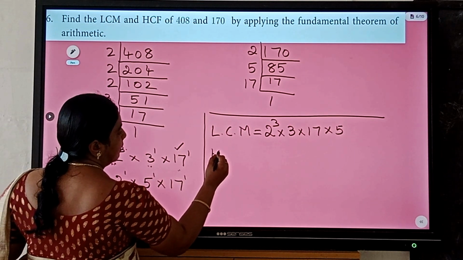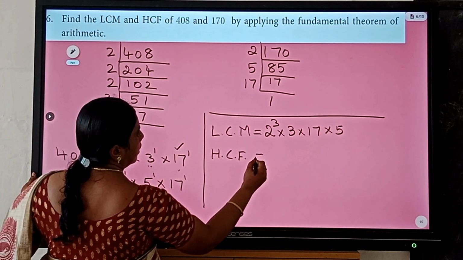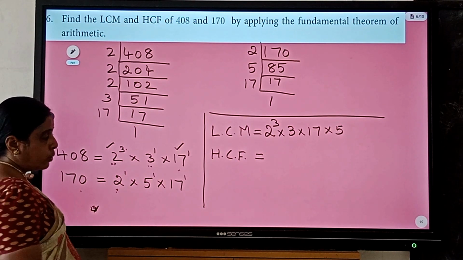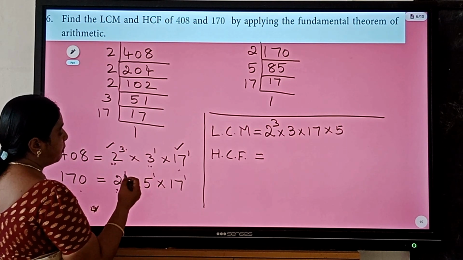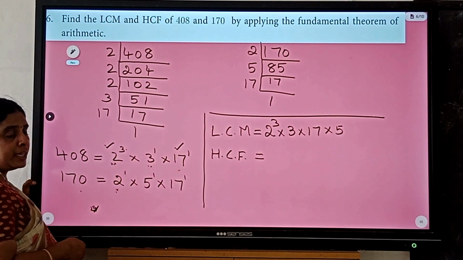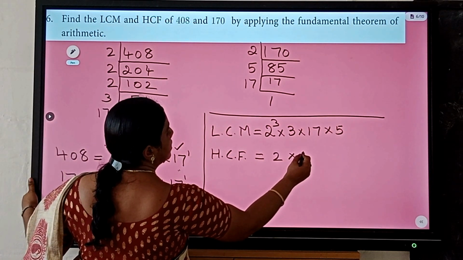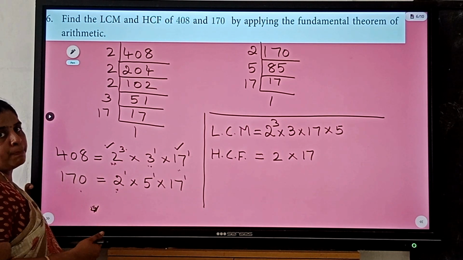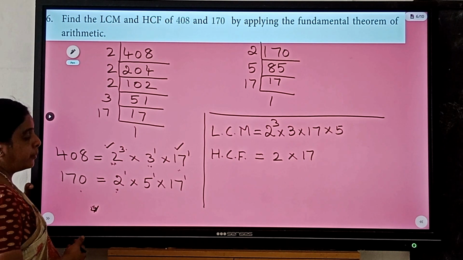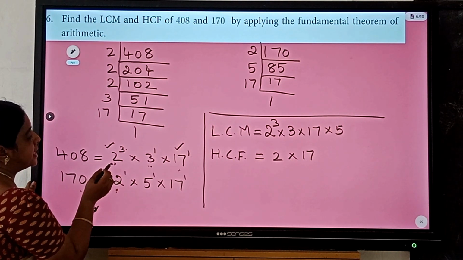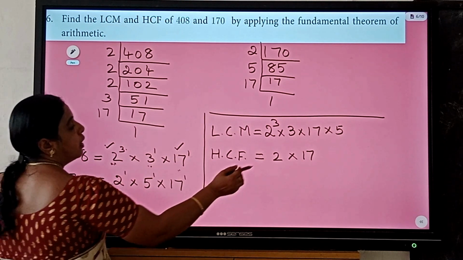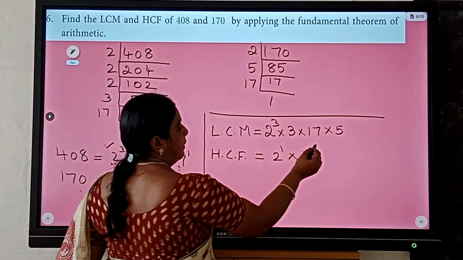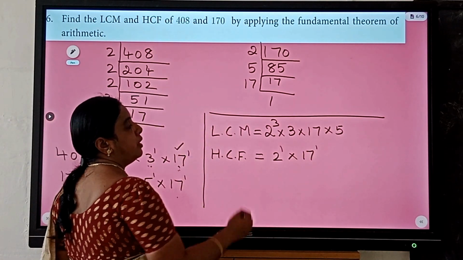Now for HCF it is completely different. For HCF you have to take the factors which are common. So which are the factors which are common in both? You have 2 and 17, so I'll write 2 into 17. And now the powers. You will take the least power of the repeated factor. Which is the repeated factor? 2. Which is the least power over here? 2 power 1. So 2 power 1. 17, of course, is the same in both, 17 power 1.